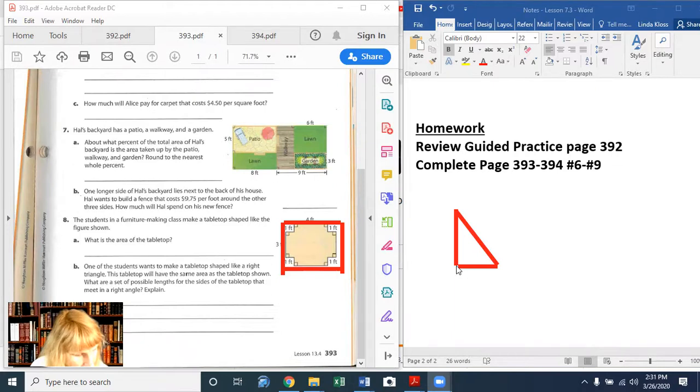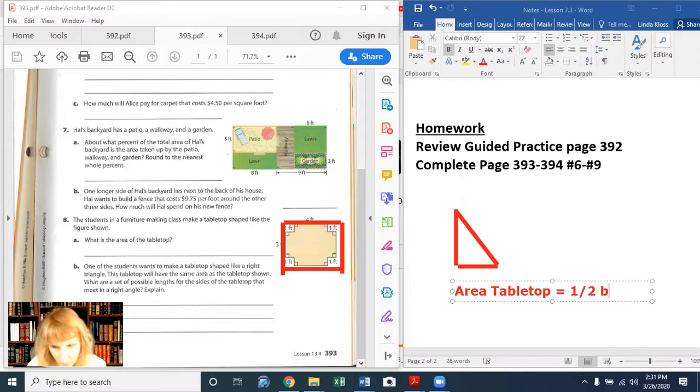You already know the area, so you're going to find the area of this weird shape. And once you get that, you're going to set the area of the tabletop equal to 1/2 base times height. And then you're going to have to move the 1/2 to the other side and double it, and then figure out two numbers that will equal that answer. So if that's confusing for you, when we meet online live, we can go over that problem.